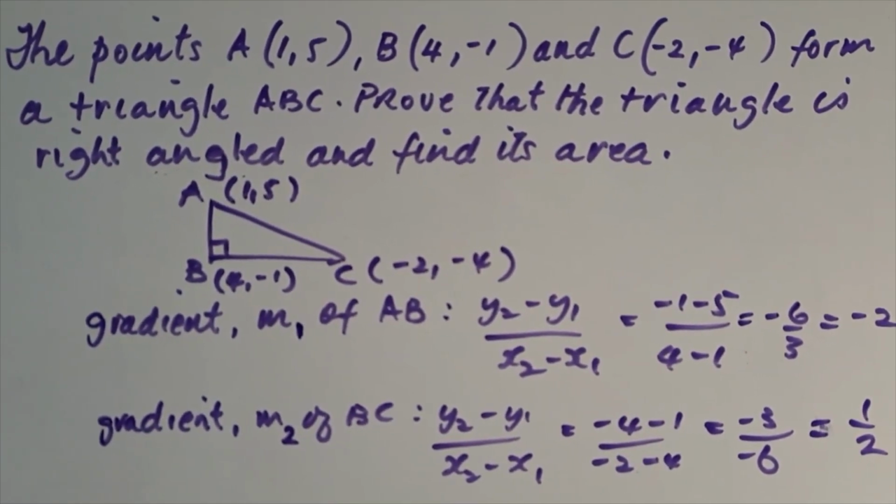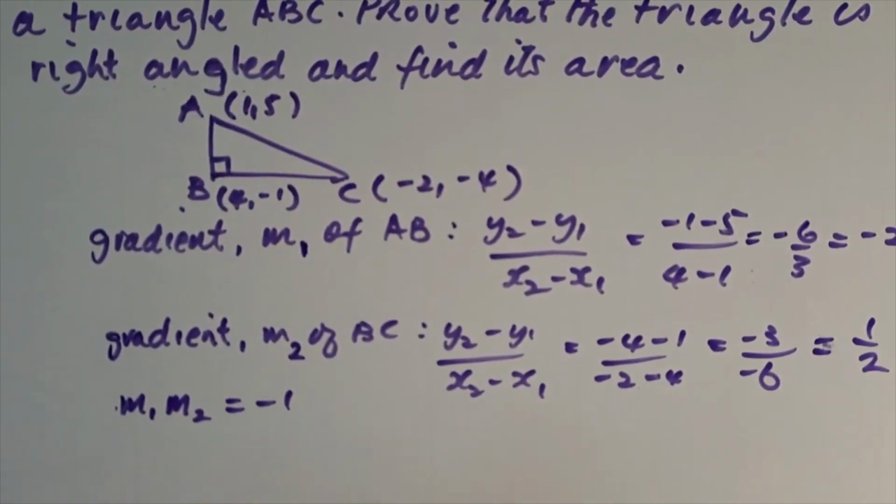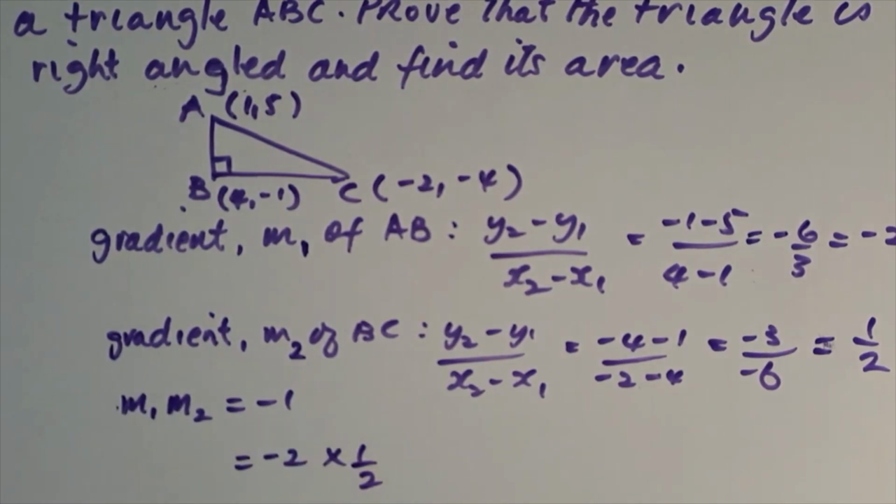Let me just write this. We have M1 times M2 should be equal to -1, and we know M1 is -2 and M2 is a half, which does give us -1.